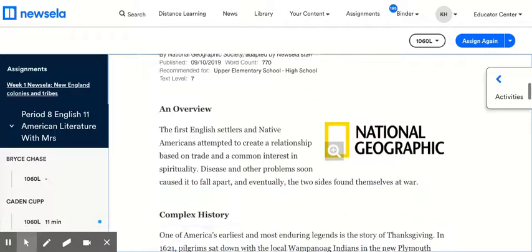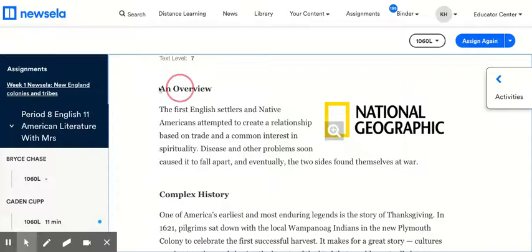Down here is an overview. This is a very important section of this article because it basically tells you what the article is about. It gives you the main points, the nitty-gritty. Make sure you pay attention to it, because it gives you the overview of the article before you even start reading, and will really help you understand everything the article is about and also help you in your quiz. So let's read the overview together.